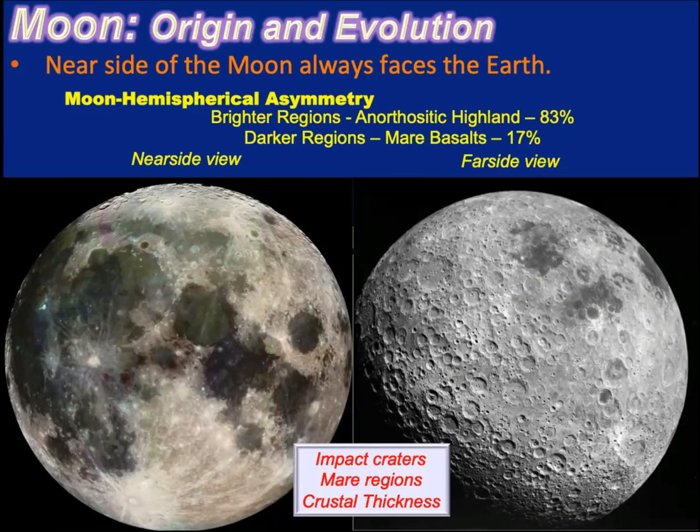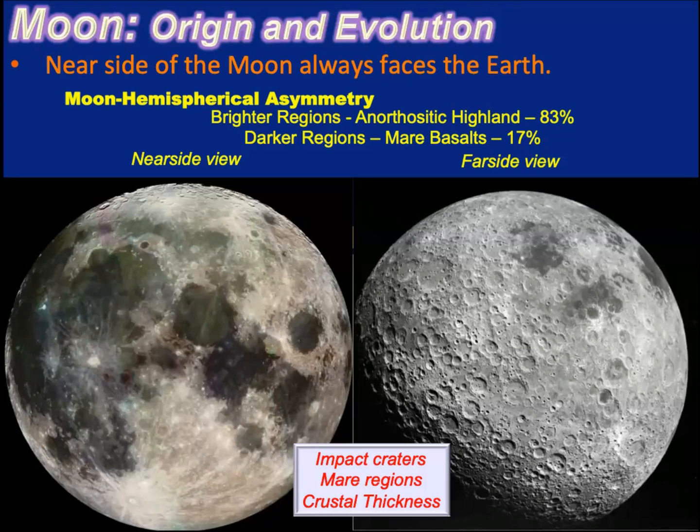Let us compare the features of the near side and far side. If you look at the near side, you can notice a lot of brighter regions, a huge cluster of darker regions, and impact craters. If you move towards the far side region, the proportion of impact craters is higher, and there are fewer darker regions. There are also variations in crustal thickness: on the near side it is 55 to 60 kilometers, and on the far side it is approximately 100 kilometers.